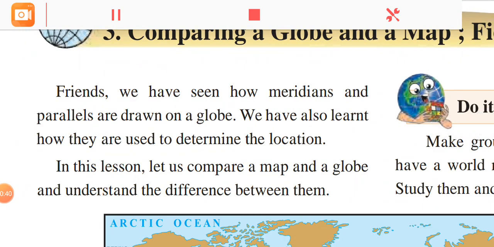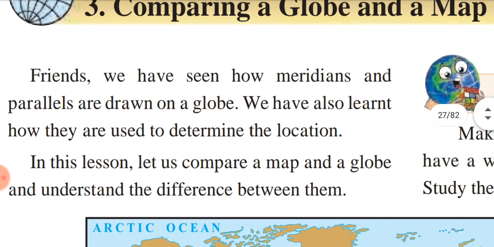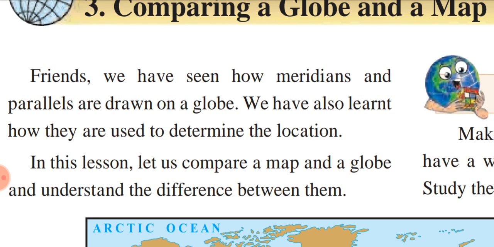Friends, we have seen how meridians and parallels are drawn on a globe. You know what is a globe? It is a small model of the earth. We have also learned how they are used to determine the location. In this lesson, let us compare a map and a globe and understand the difference between them. We have to understand what is a map, what is a globe.